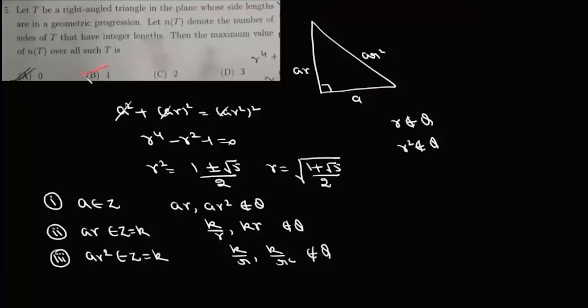And the third case is when ar square is an integer, suppose it is k. Now a is k upon r square and ar is k upon r. Now k is an integer, and both r and r square are irrational, so again these two sides will be irrational. So in any case, the maximum number of sides that can have integer length is 1, and that's your option B.